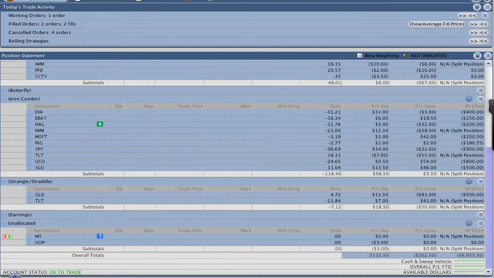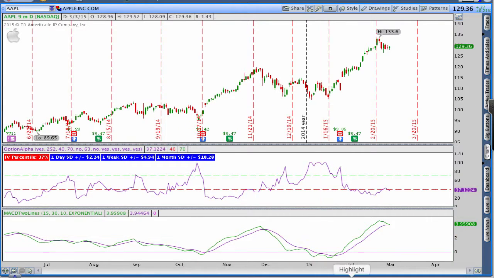Now, the reason that we decided to go with the calendar in Apple is two reasons. One, implied volatility is really low right now, so that limits our strategy selection down to calendar spreads, debit spreads, ratio spreads, things of that nature. We decided to go with the calendar spread because, again, implied volatility is low, and we think it could head higher as we get through March and into April, because this is all the way out through April and May. So we've got a lot of time here to see implied volatility rise, which would really help this calendar spread.